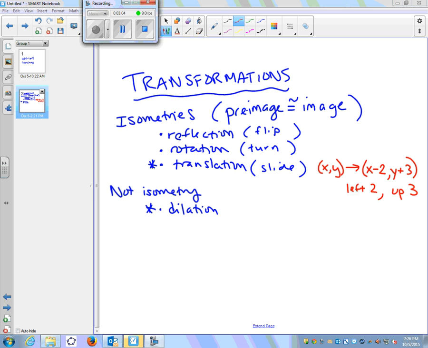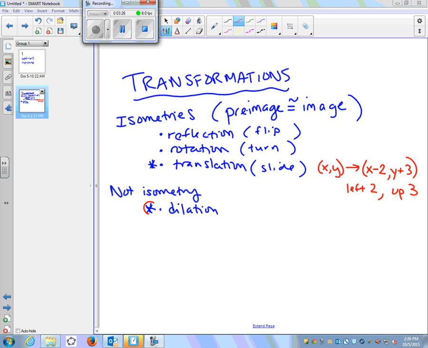That's just an example, right? There's lots of different translations that we could write. But you should be able to recognize the rule that looks like this. You should look at it right away and say, oh, that's a translation. Or if you are doing a translation, you should be able to write the rule from whatever's drawn on a graph. Okay.